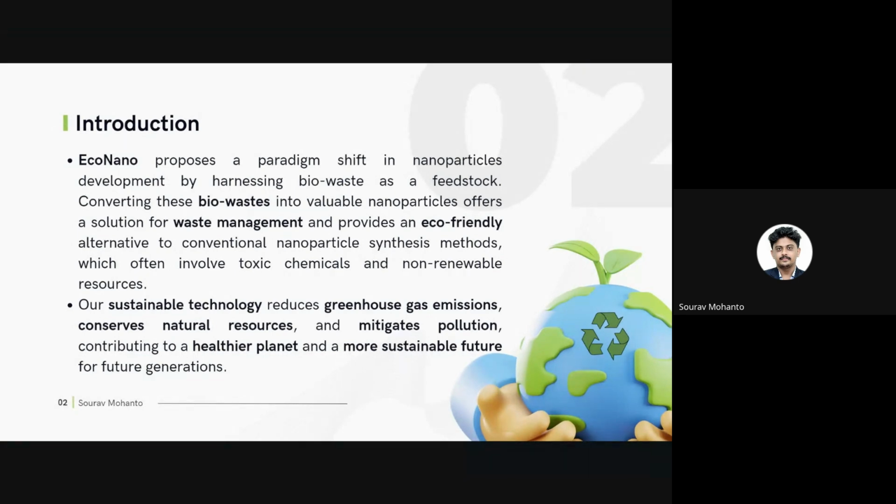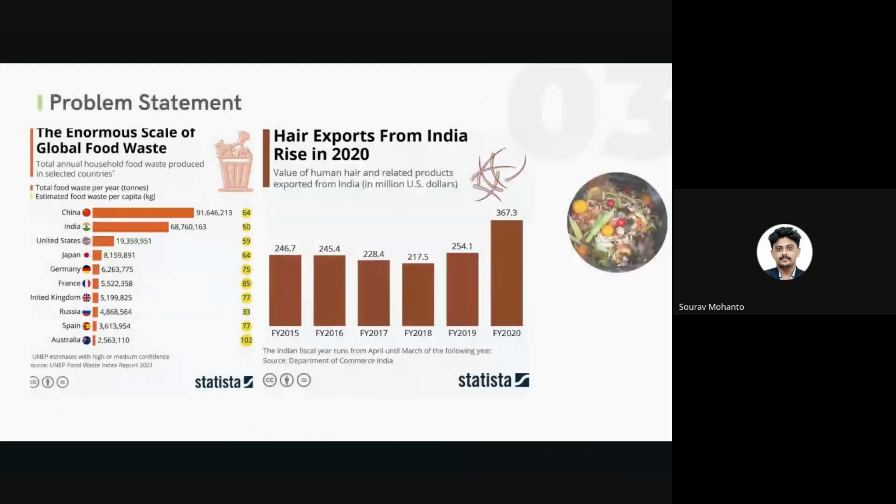So we can convert this bio-waste into nanoparticles. One way it can be manageable with the waste, as well as an eco-friendly approach to develop the nanoparticles, which are quite less or non-toxic, and can further be utilized for several purposes. Our sustainable technology can further reduce greenhouse gas emission, conserve natural resources and mitigate pollution, which can further contribute to a healthier planet and a more sustainable future for future generations.